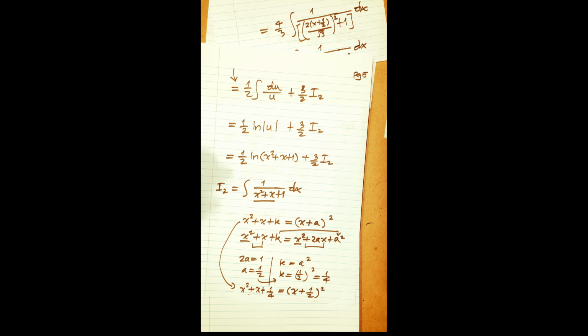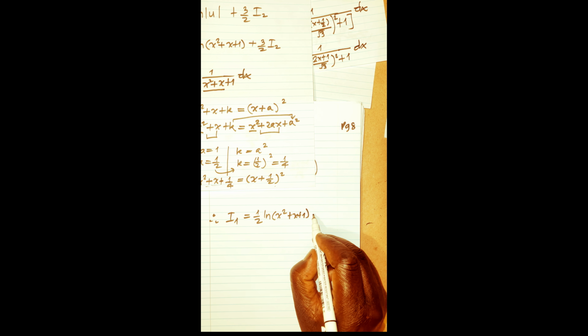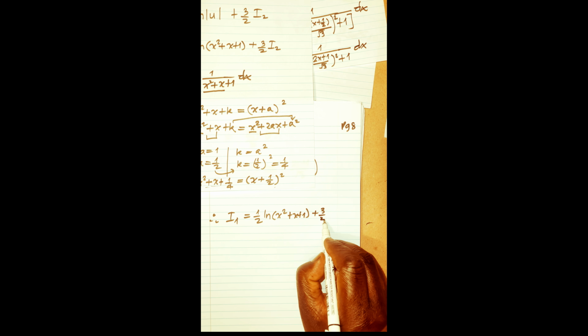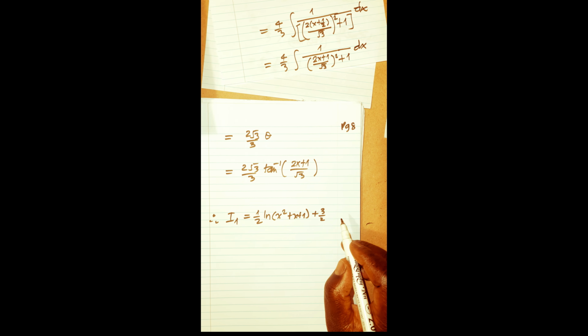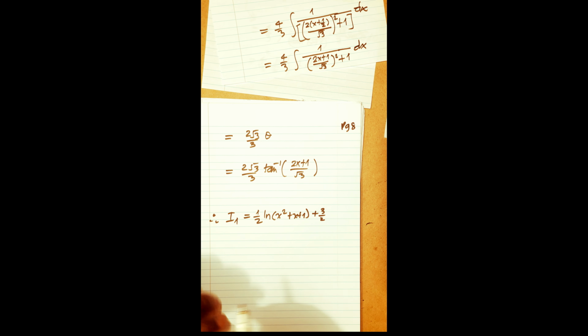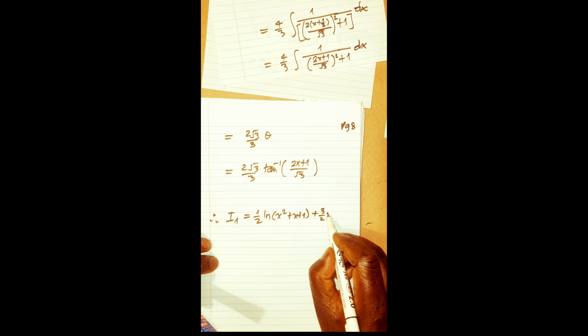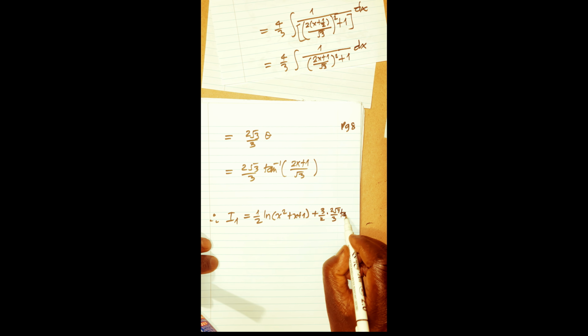Let's proceed. So now, where are we at? We are here, and we want to just complete that. So plus x plus 1, and then plus 3 over 2 I2. Now what is I2? Well, I2 is this expression here. So I'm going to rewrite this part because I don't have space there. Maybe I can try. No, I don't think it will fit. But let's try and see if it fits. Times 2 root 3 over 3 tan inverse of 2x plus 1 over root 3.